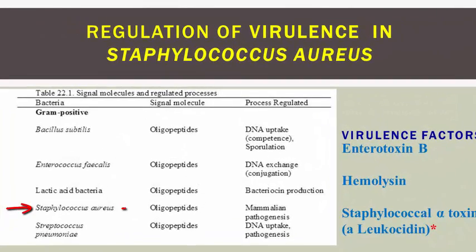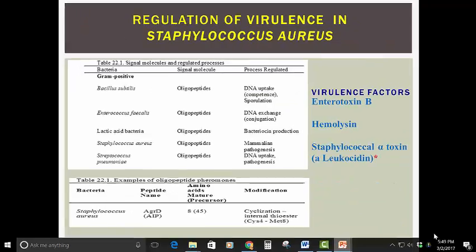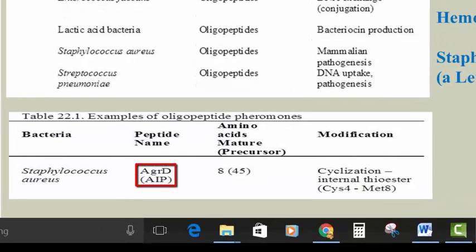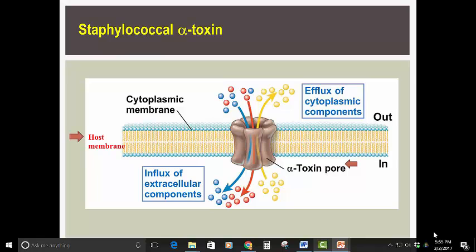Staphylococcus aureus utilizes oligopeptide pheromone to regulate pathogenesis. The oligopeptide signaling molecule it uses is called AgrD or AIP, which is an 8 amino acid peptide. One of the toxins Staphylococcus aureus produces is the staphylococcal alpha toxin. Staphylococcal alpha toxin induces apoptosis in certain human immune cells, such as lymphocytes, leukocytes, and monocytes.